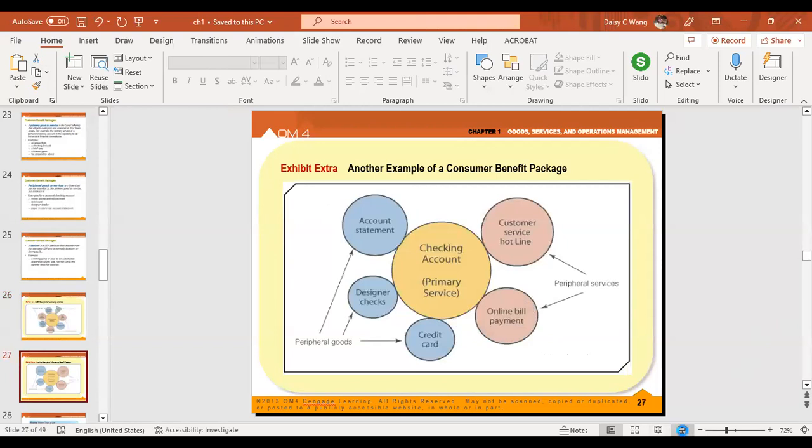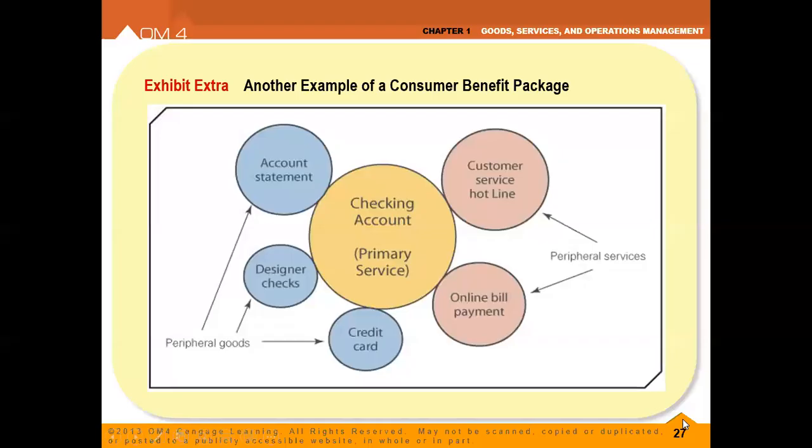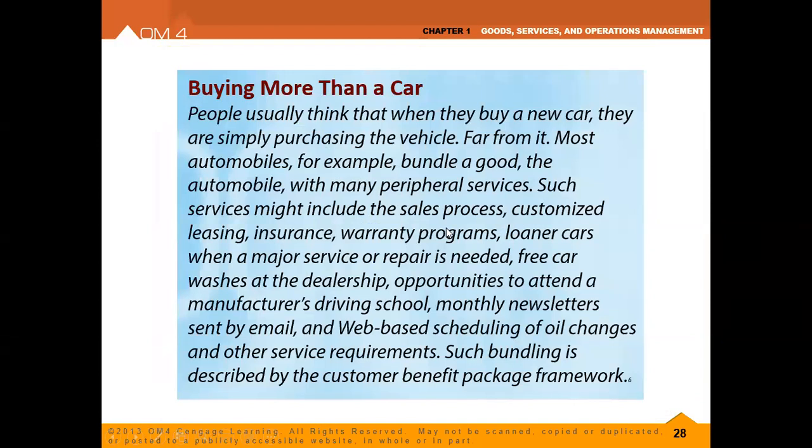And then another example of the CBP is the checking account. Okay, we already talked about it. Online business, online payment, the peripheral goods, and then the peripheral services. So buying more than a car. When we buy a new car, do we just buy a car, or do we actually buy the bundle of services? It's something that you guys can think about, but you probably don't care that much. I'm getting old, so I care about the services.